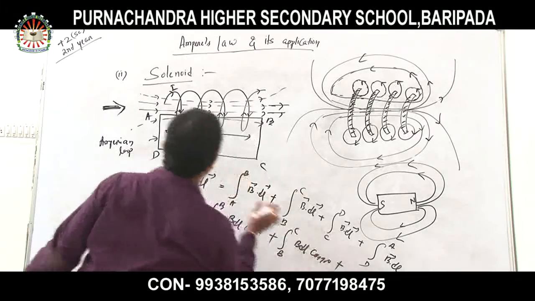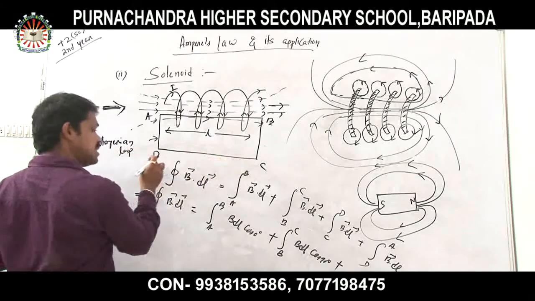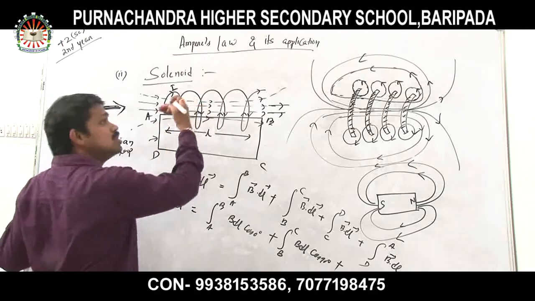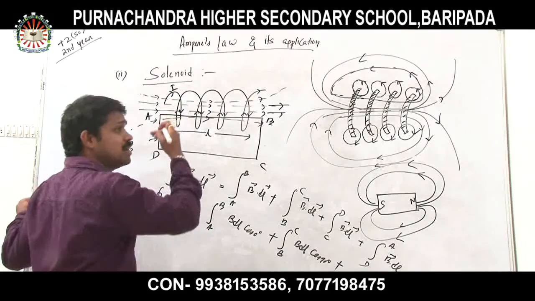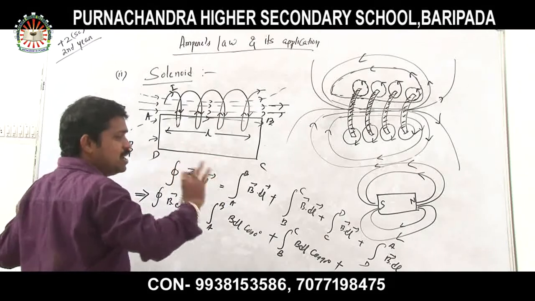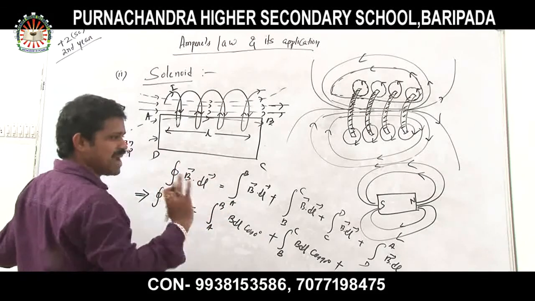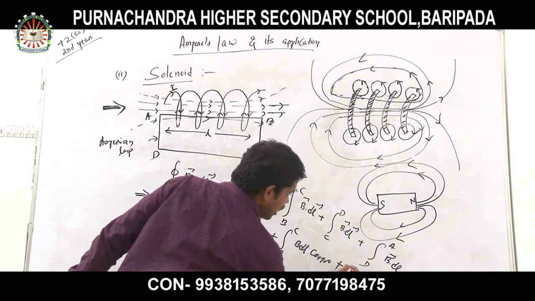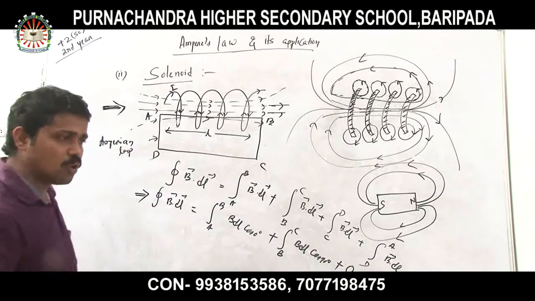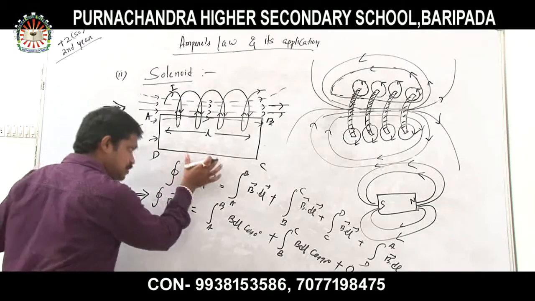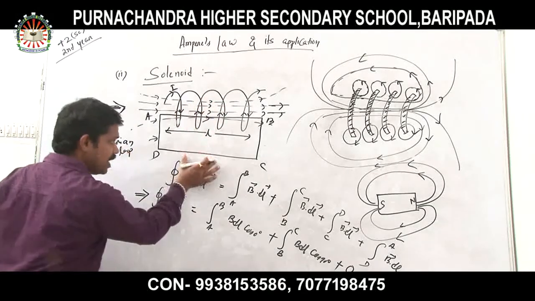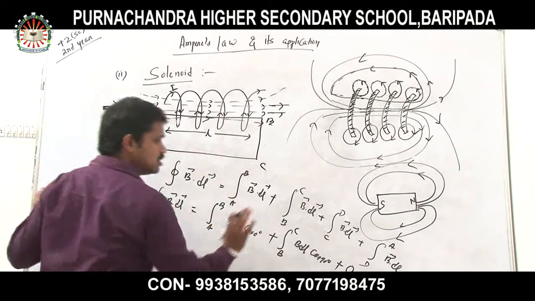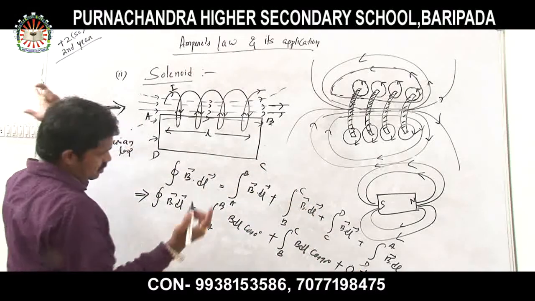Then plus come to CD. Look at that, very important. The CD section of the loop is present outside the solenoid. That's why there is no magnetic field outside the solenoid. So for the CD section, the magnetic field B becomes totally 0. That's why there is no magnetic field in CD, so that is 0.